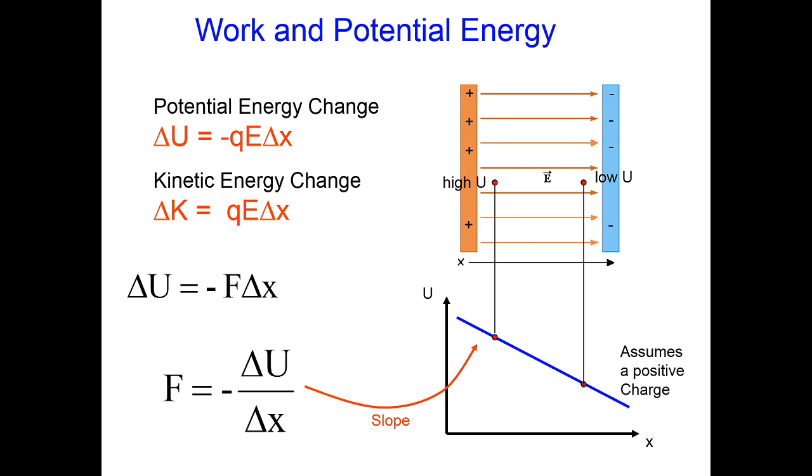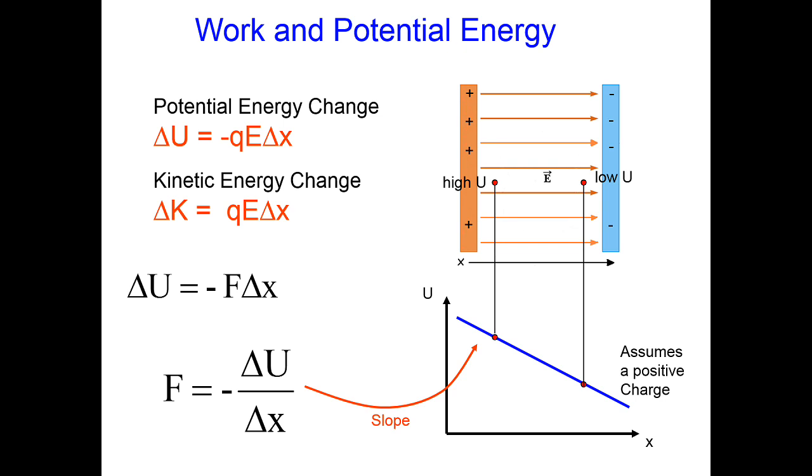field times the displacement. Notice that if the positive particle moves in the same direction as the electric field, then the potential energy will decrease. At the same time, the kinetic energy will increase because the electric field is applying a force in the same direction that the particle is moving. So the kinetic energy increases by qE delta x. The electric force is qE, so that means we can find the change in potential energy to be the negative of the electrostatic force times displacement.